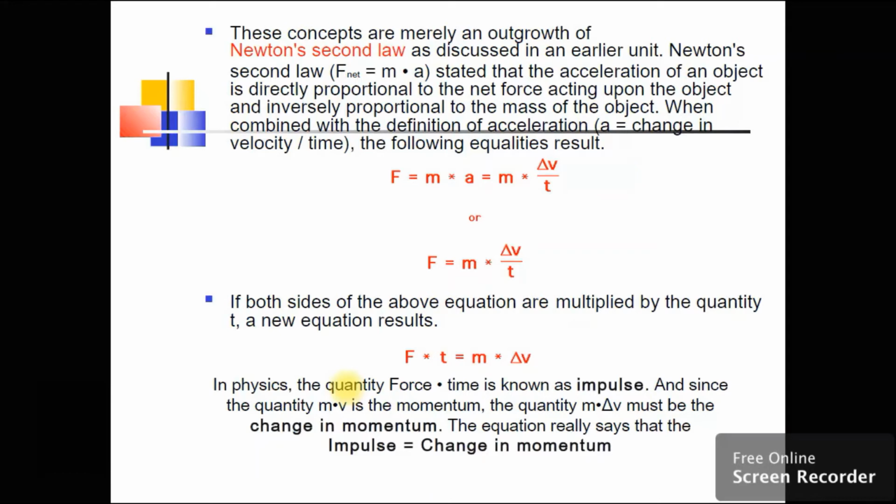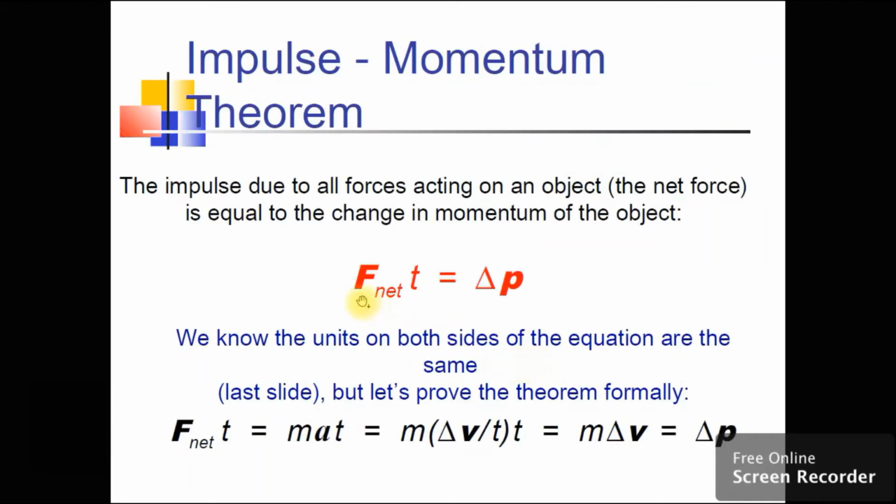There's one more thing. You see this F times time equals mass times the difference in velocity? Well, now instead of just saying the difference in velocity, this part of the equation is momentum. So it's the change in momentum. Are you okay with that? Because that's what this equation is saying. The net force times time equals the change in momentum.